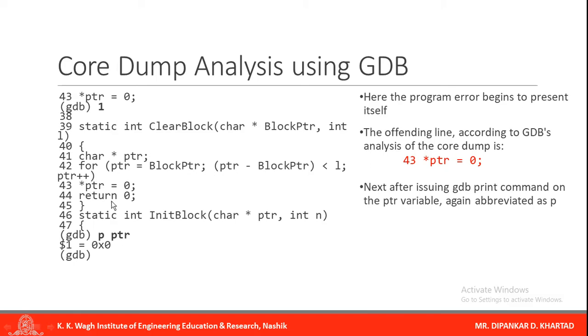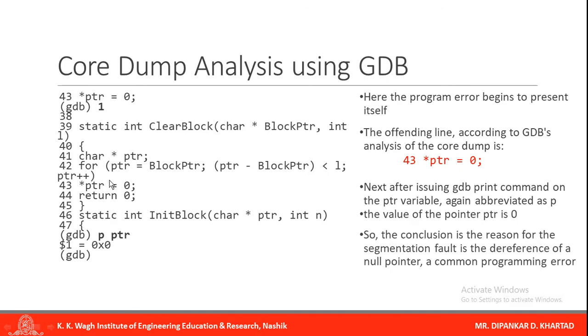Now after issuing the print command on the pointer variable *ptr, abbreviated as p here, the value of the pointer variable *ptr is what? Null, that is 0. So the conclusion is the reason for the segmentation fault, which we discussed in the previous slide. The segmentation fault was at line 11. So it is due to this null pointer, because *ptr equals null, and this is one common problem. So this is the core dump analysis.